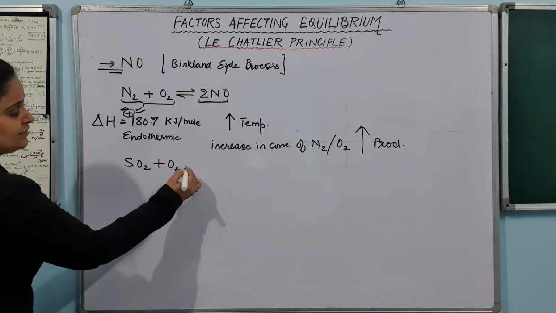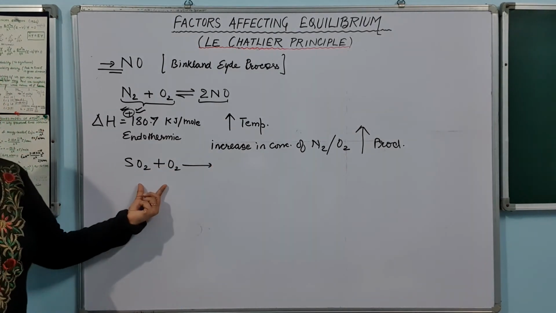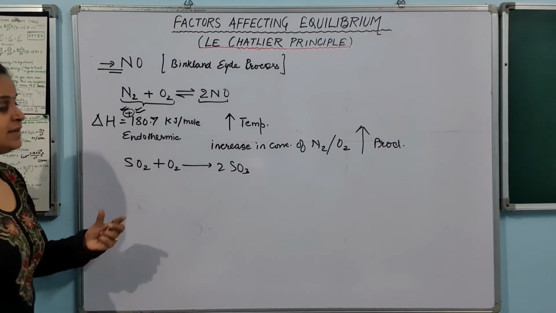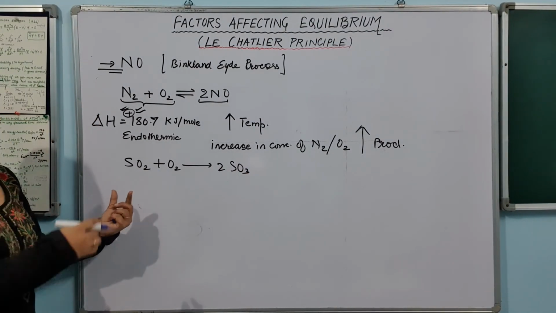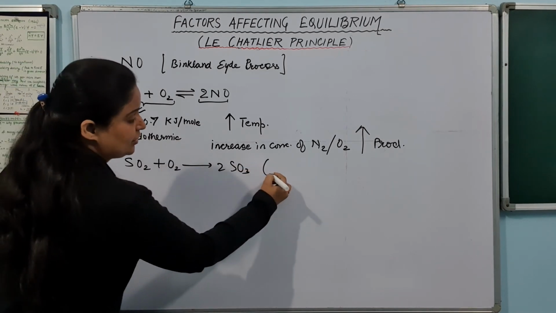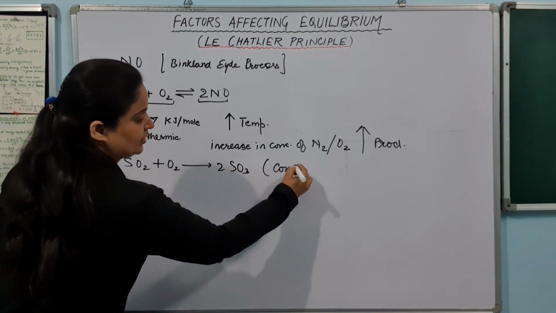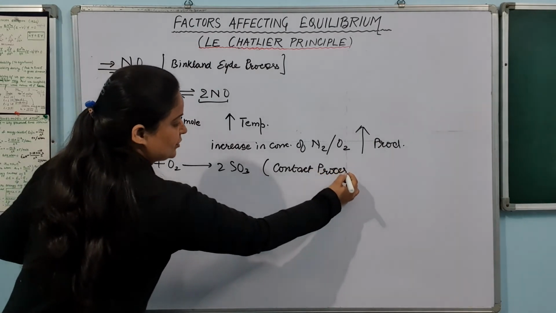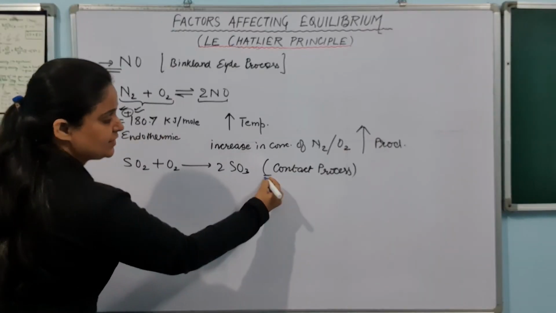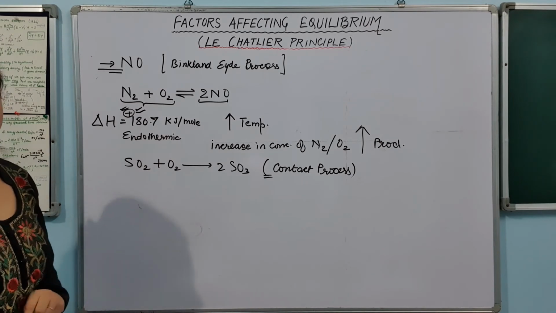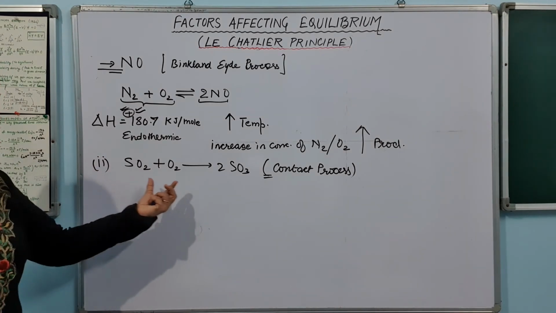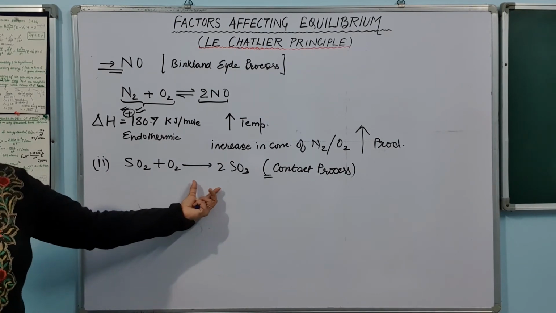When it reacts with oxygen, it can make SO3, sulfur trioxide. It is the contact process, which is used in the preparation of H2SO4. It is a part of the contact process, a very common and very important process for the manufacture of H2SO4, sulfuric acid. So the second example is SO2 and O2 reacting to form sulfur trioxide.